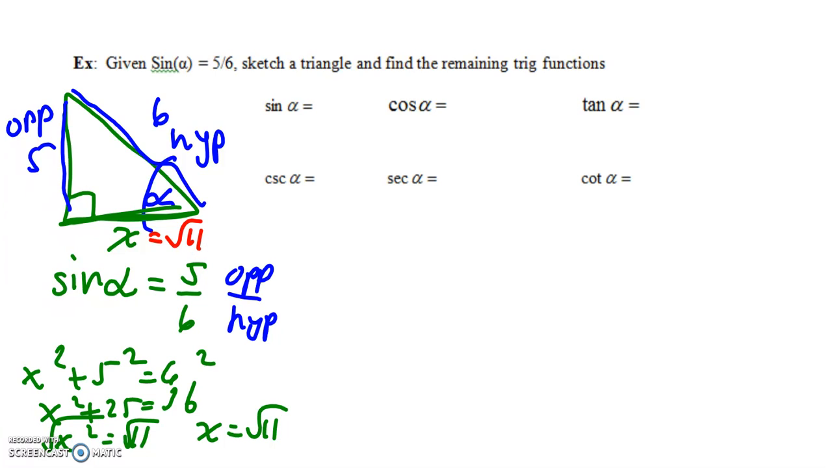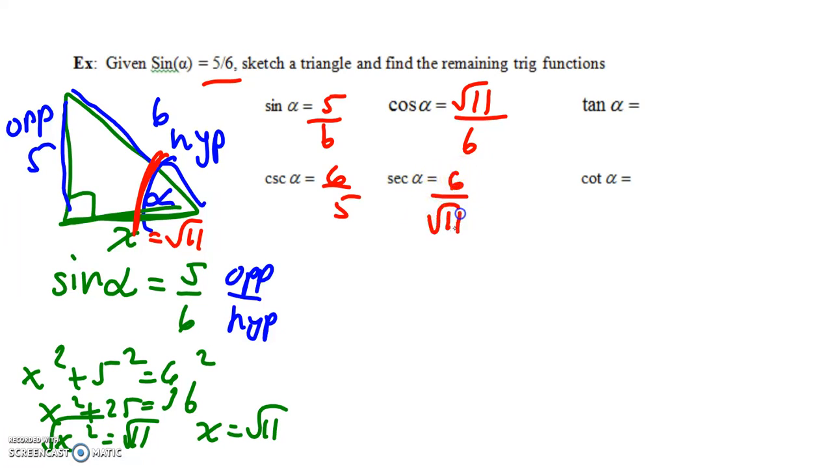So if we wanted to find our trig functions based on alpha, the sine, again, is opposite over hypotenuse. So in this case, opposite is 5, hypotenuse is 6, which was given. So that means that the cosecant, the reciprocal, would be 6/5. Cosine of alpha would be adjacent over hypotenuse. So in this case, adjacent to this angle is the square root of 11 over the hypotenuse, which is 6. So the secant, the reciprocal, would be 6 over the square root of 11.